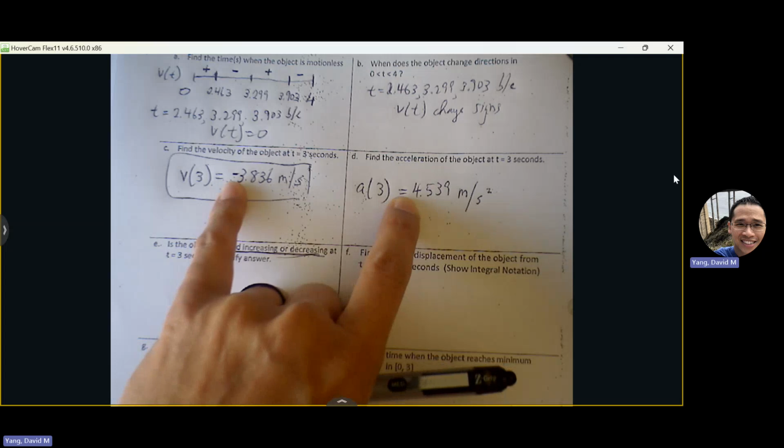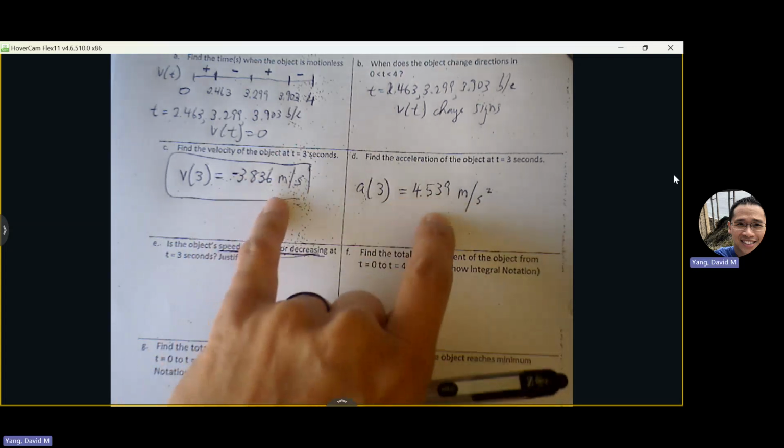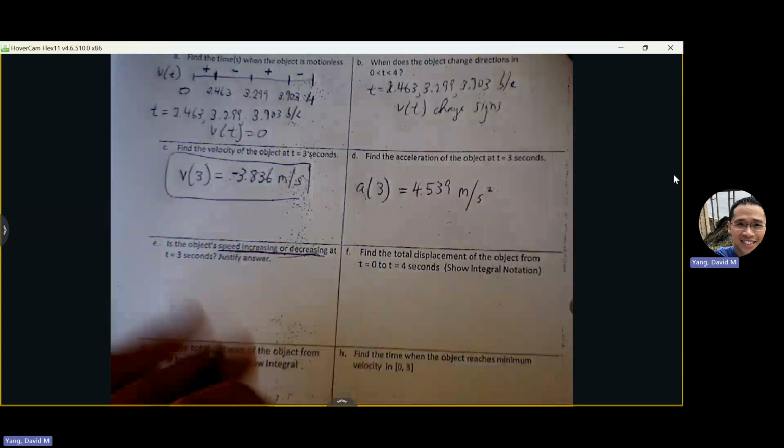What if these are both negative? Increasing, yeah. So if the signs are the same, increasing speed. If the signs are different, decreasing speed.